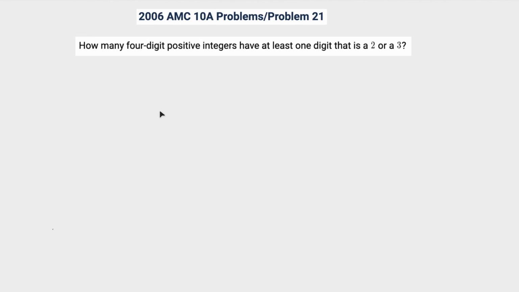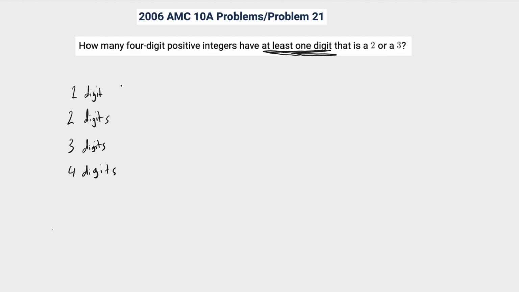Okay, so let's first think about how you'd solve this problem without using complementary counting. So just reading through this problem, what stands out is that we need integers that have at least one digit that is a 2 or a 3. So when we're given at least one, it could be 1, 2, 3, or 4, like we don't know. And this provides the basis for the different cases we use in this problem. So our first case would be that one digit would be a 2 or a 3. Our second case would be that 2 digits would be a 2 or a 3. Our third case would be 3 digits, and our fourth case would be 4 digits.